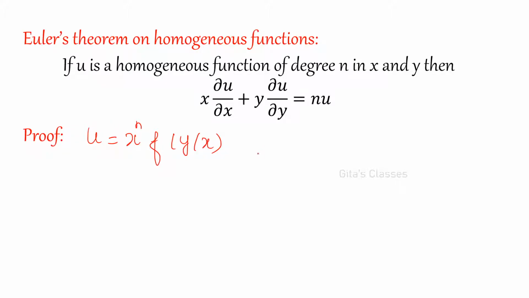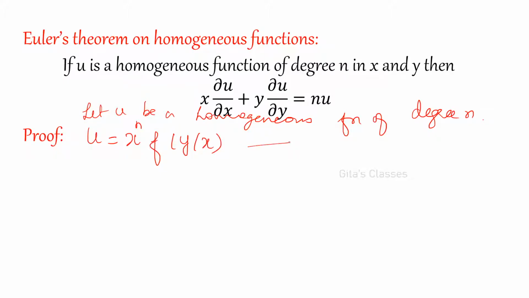Assume that u is a homogeneous function of degree n. Then u is equal to x power n into f of y by x, right? Let this be equation number 1. What we want to prove is that you find dou u by dou x and multiply by x, find dou u by dou y and multiply by y, add them, and you should be able to prove that it is n into u.